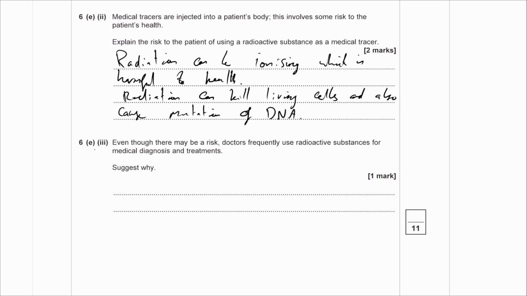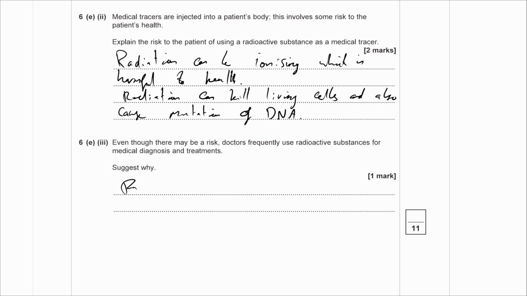So now E part 3, it says, even though there may be a risk, doctors frequently use radioactive substances for medical diagnosis and treatments, and it says, suggest why. Now this is only a 1 mark question, and it might seem a little too obvious to you, but it's because the benefits of using the radiation way outweigh, if you like, the risks. So there are loads more benefits than there are risks, because a small amount of radiation is often harmless.